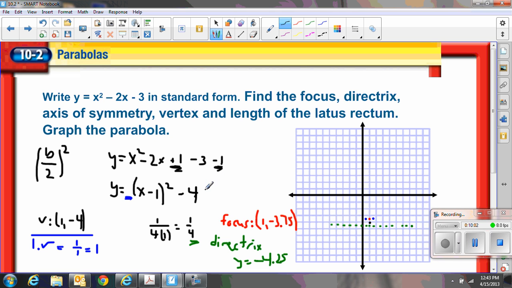The last thing in here that I can draw would be your axis of symmetry. The axis of symmetry, remember, will run directly through your vertex and is perpendicular to the latus rectum. So if I connect everything together, let's see how good I can do this with my mouse. Kind of missed that point, but there's your parabola. Vertex at 1, negative 4, focus at 1, negative 3.75, directrix at negative 4.25, axis of symmetry at x equals 1, and the parabola is opening up.